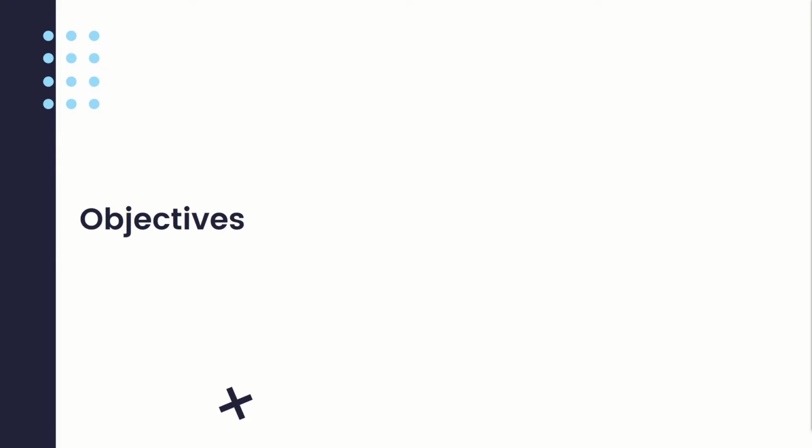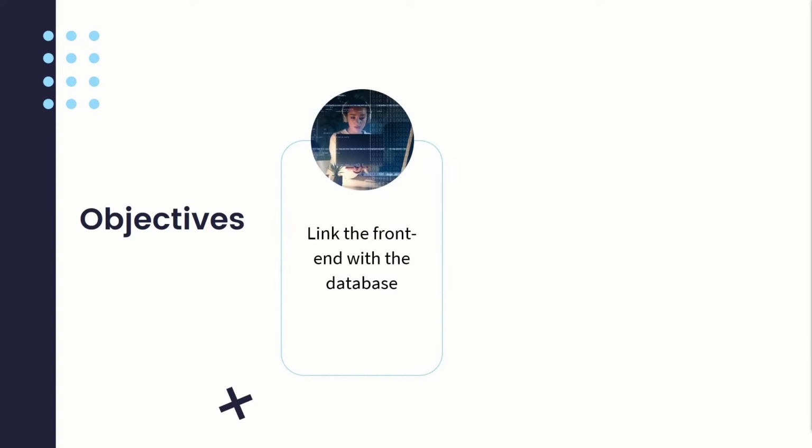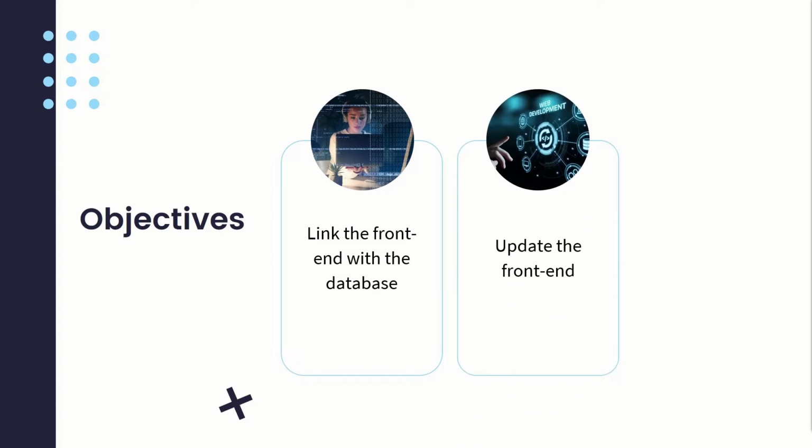Now, we really only have two objectives for today's lesson. As mentioned before, we will be linking the front-end architecture of our website with our database, and that is to ensure that we can update the front end using persistent data, which will be extracted from our database and displayed on the front end. So without further ado, let's dive right in and let's start scripting.